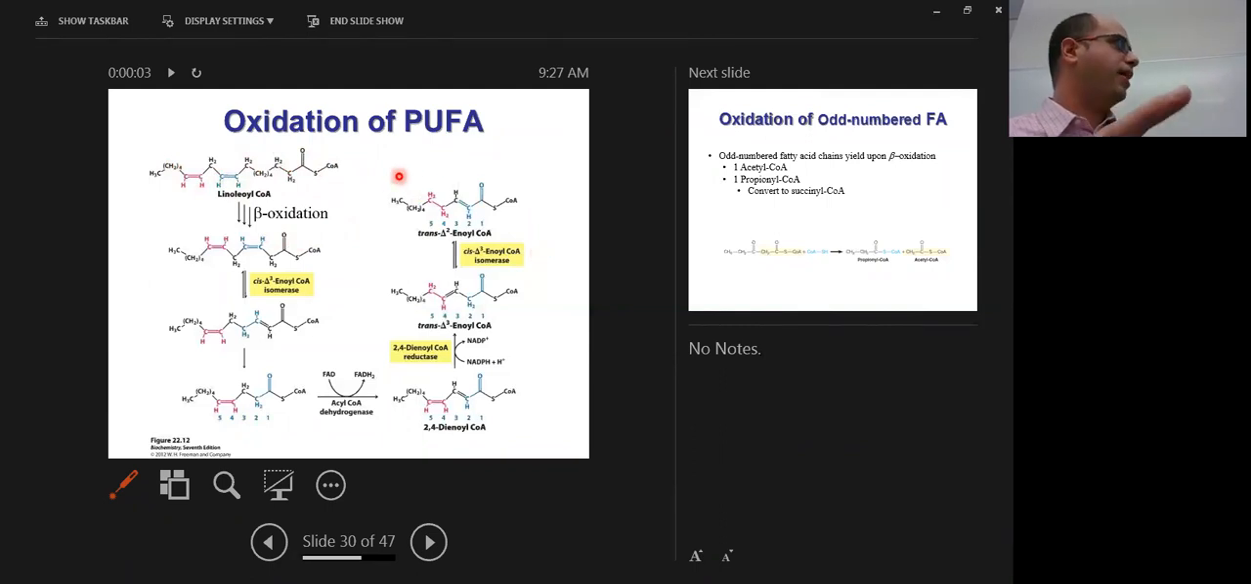The oxidation of polyunsaturated fatty acids is also occurring in the mitochondrial matrix, so all the enzymes required for both this pathway and for the beta oxidation pathway are all in the same area, and it makes things just move a lot smoother.